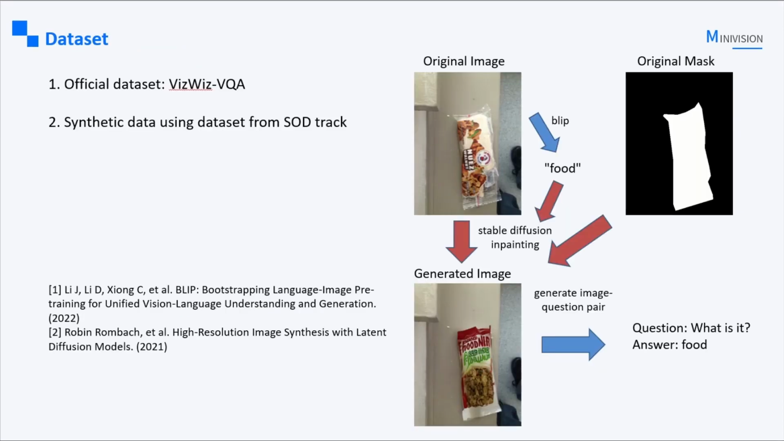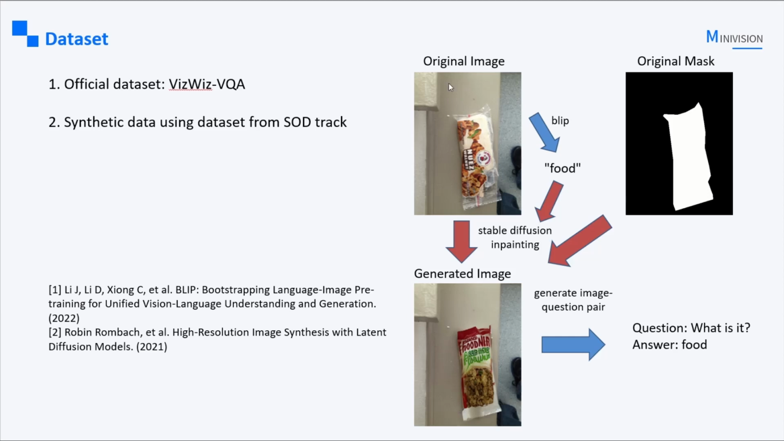There are two datasets used in our method. The first one is the official VizWiz VQA dataset. The second one is the synthetic data, which is created using the dataset from the SOD track. We initially selected an image from the official SOD training dataset, as shown in this picture, and we then input the image into the BLIP model along with the prompt, what is the salient object in this picture.